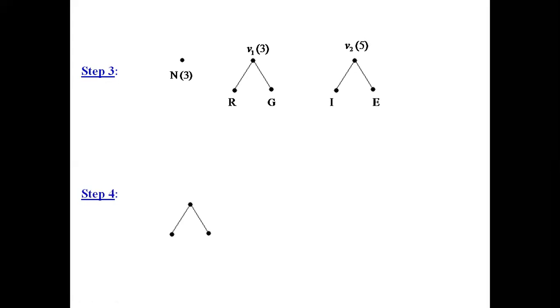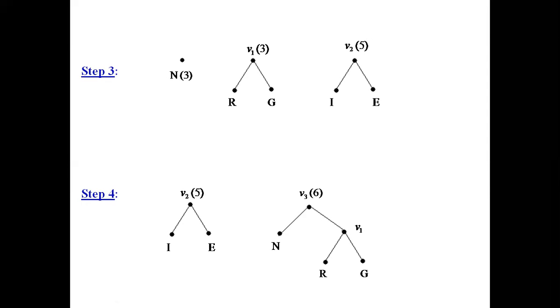We have step 4, adding the minimum two weights again. 3 and 3 is added. 3 plus 3 is 6. We have to place this after V2. So V2 is undisturbed, kept as it is. V3 with the new weight 6, its children are N and V1. V1 has the children R and G. V2 is undisturbed.